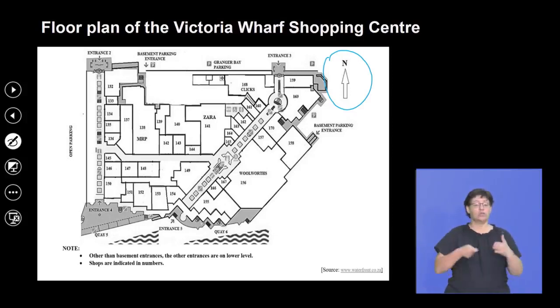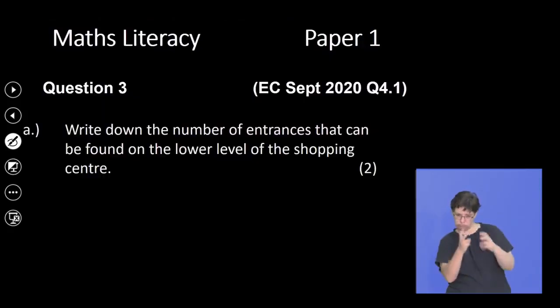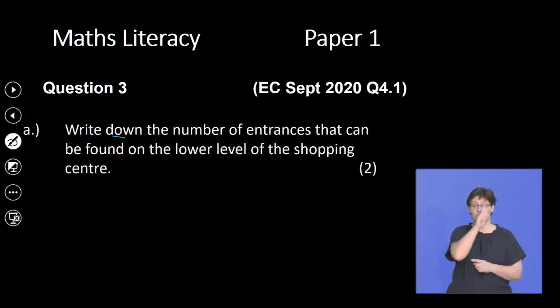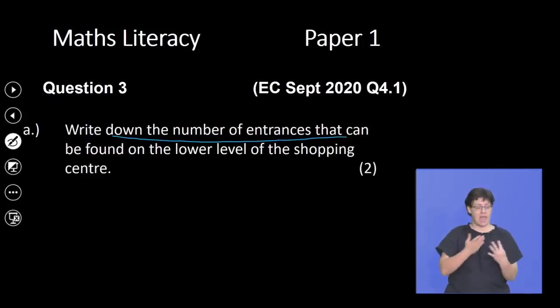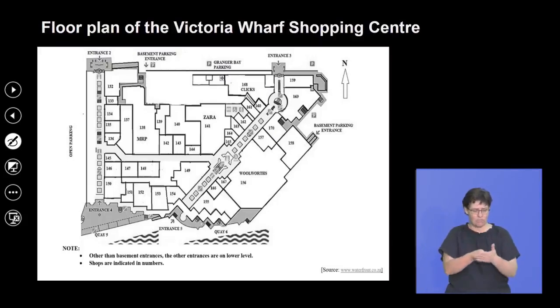Shops are indicated in numbers, so it's important that we read the map carefully. Right, let's see what our first question is. It says, write down the number of entrances that can be found on the lower level of the shopping centre. So let's go back to our shopping centre. We're looking for the number of entrances.